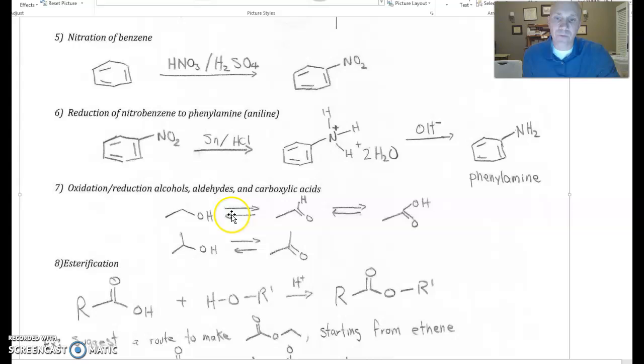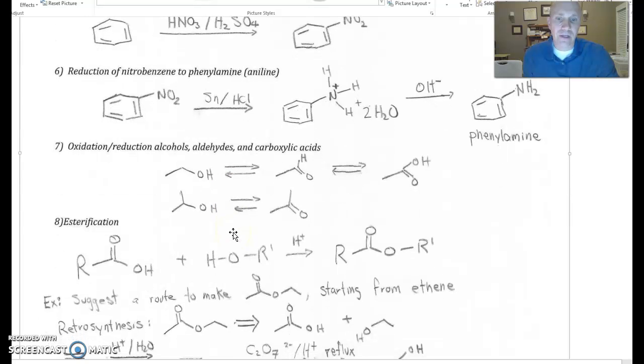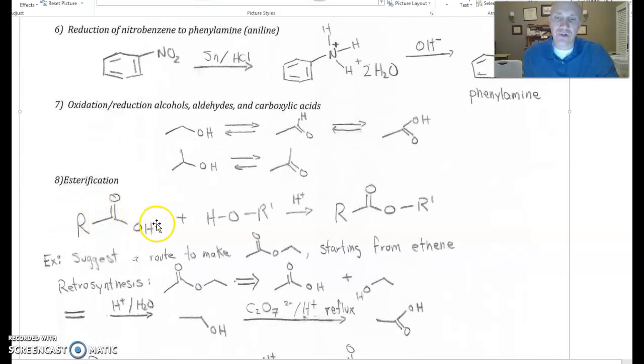All right. Some of the reducing agents we talked about were lithium aluminum hydride and sodium borohydride. But then there's also the oxidation reagent, which is acidified dichromate. And again, you can refer back to those videos if you need details on these exact steps right here. And the last reaction that you're responsible for is esterification.